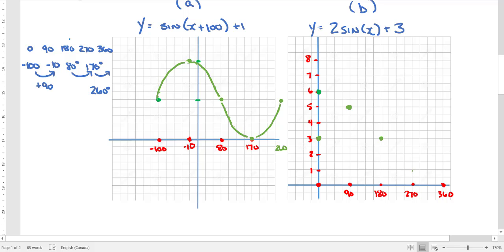Okay. And then my next one, the 360, is normally at 0. Okay. But if I multiply it by 2, I still get 0, and add 3, I end up at 3. So my wave, my sine wave, actually looks like this.